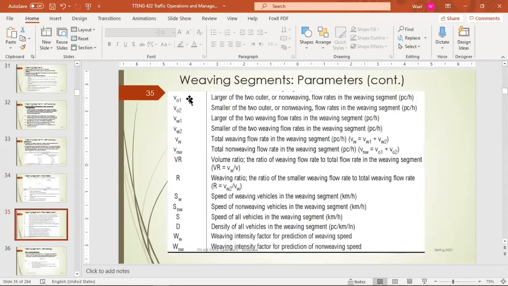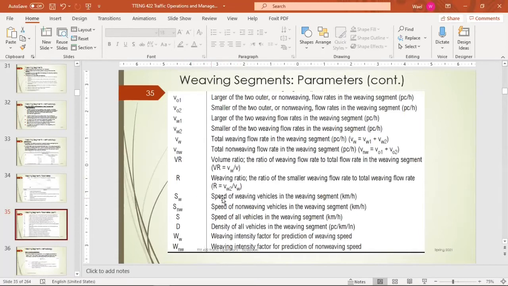There are other parameters here, VO1, VO2, that's what I was talking about. VO1 is the larger of the two outer non-weaving flows. VW1 is the larger of the two weaving flow rates. VW, that's the total weaving volume. VNW, that's the total non-weaving volume. VR, that's the volume ratio, which is basically the ratio between the weaving volume and the total volume. R is the ratio of the smaller weaving volume to the total weaving volume.